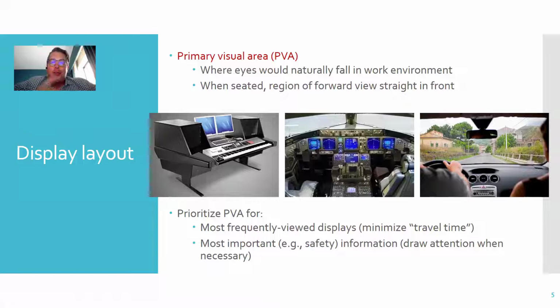for displays. So you want only the displays that you need to look at the most often, or which have the most important display data on them. So frequent use, most important data. These are the two reasons why you would prioritize that space for certain displays over others.